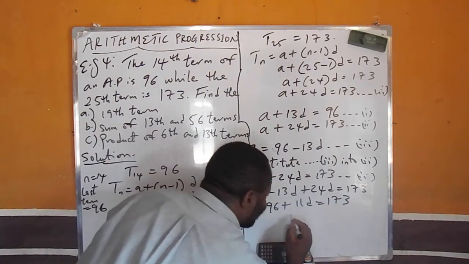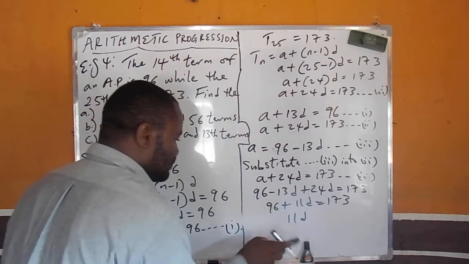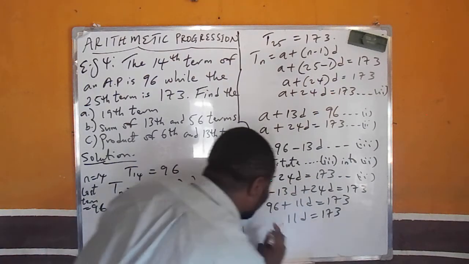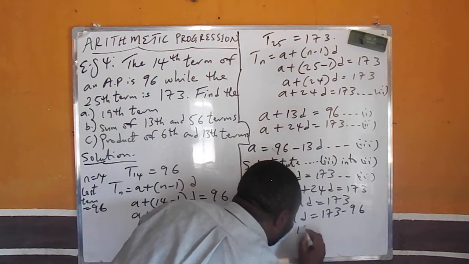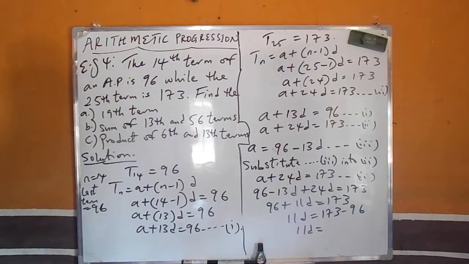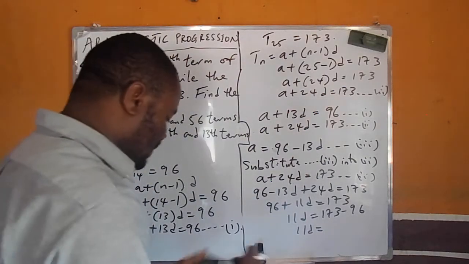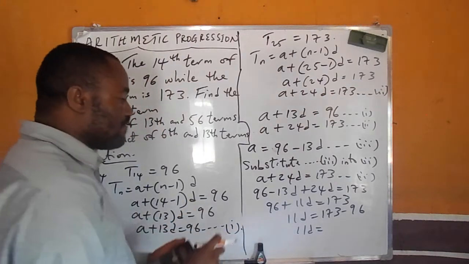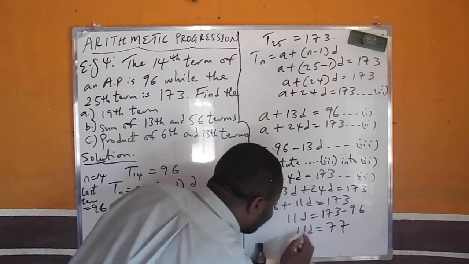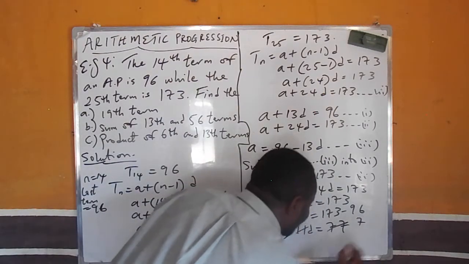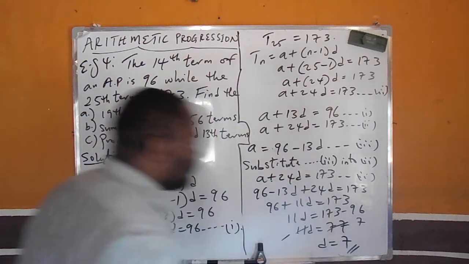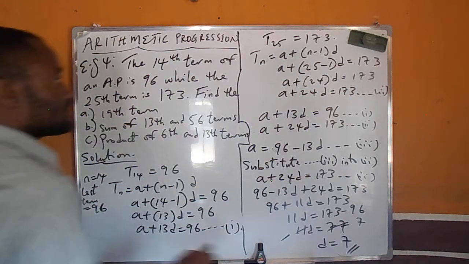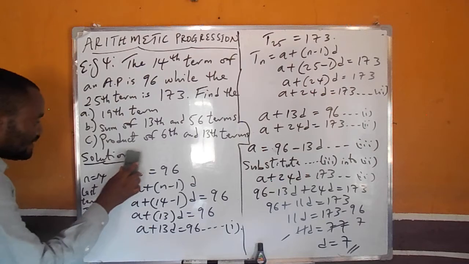Now, I'm collecting the like terms. 11D equals 173 minus 96. Then we just say 173 minus 96 gives you 77. 11D equals 77, so 11 into 77 is 7. D equals 7. Now that we have gotten our D to be 7, are we clear here?